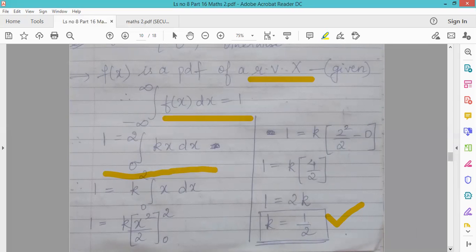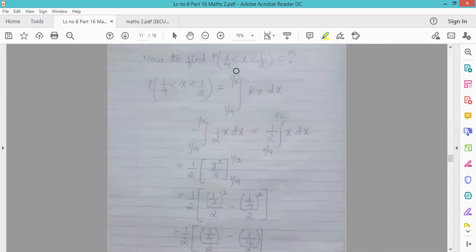Now, as you have found out the value of k, now you can find the value of probability of 1 by 4 less than x less than 1 by 2. So, we'll write the integral from 1 by 4 to 1 by 2 kx dx. But you know the value of k. The value of k is half, x dx. Now, half being a constant, I will remove it in front of integration. And integration of x is x square by 2. So the limits transfer to the right hand side, 1 by 4 to 1 by 2.